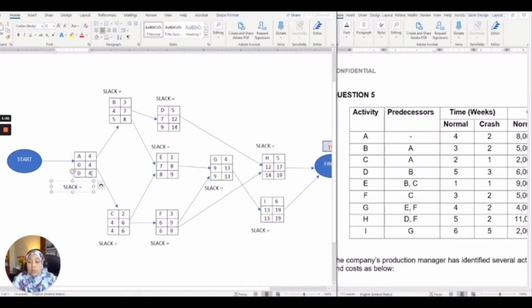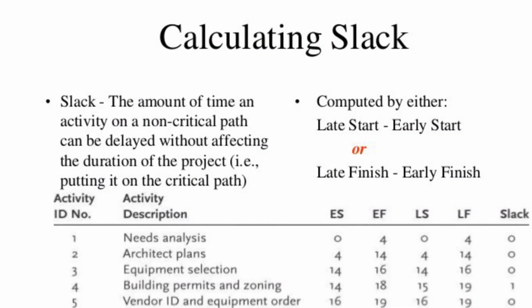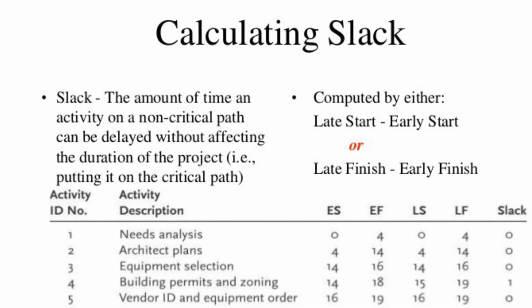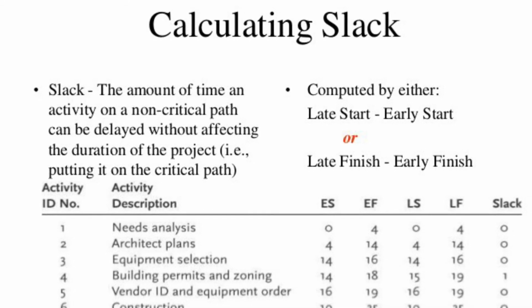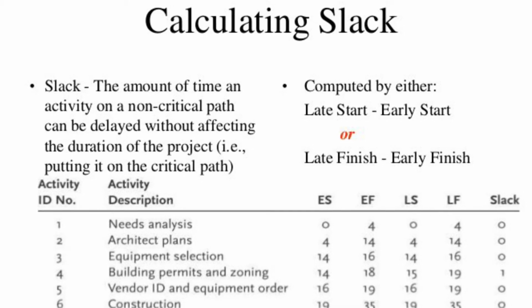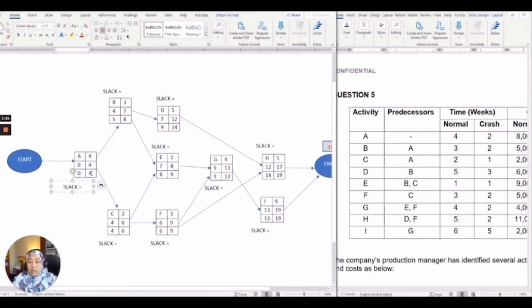Okay, now we need to calculate the slack time. The formula for slack time is latest finish minus earliest finish, or you can use latest start minus earliest start. So for activity A, I follow the formula latest finish minus earliest finish, which is 4 minus 4. So it's equal to 0.